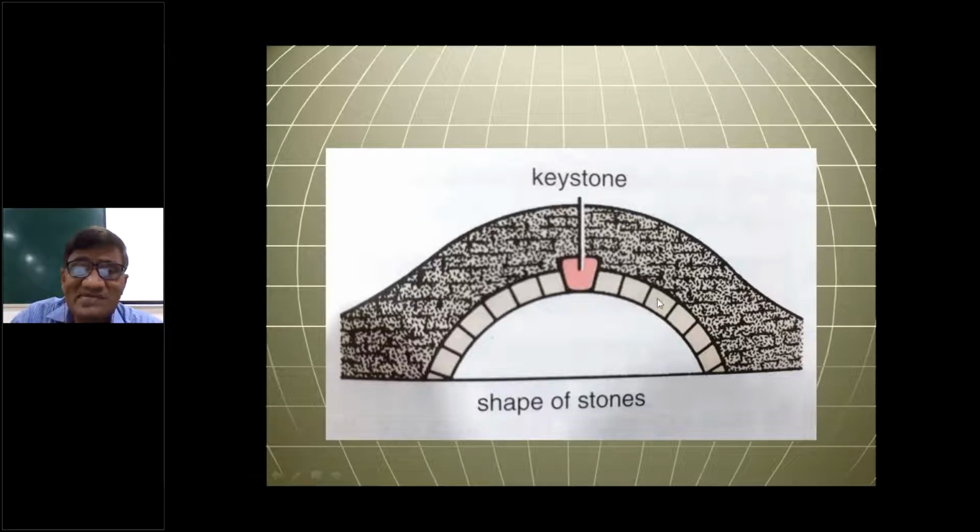So all these are segments. They're all wedge shaped. May not be very much wedge shaped, but compared to the outer width, the inner width is a little narrow. And look at this one, clearly wedge shaped. ఇలా ఉంటేనే ఆర్చ్ అనేది ఫార్మ్ అవుతుంది.